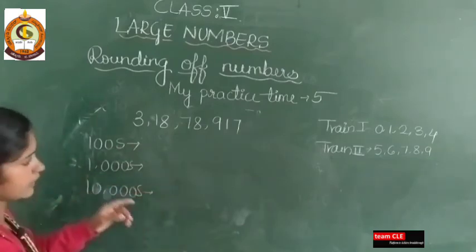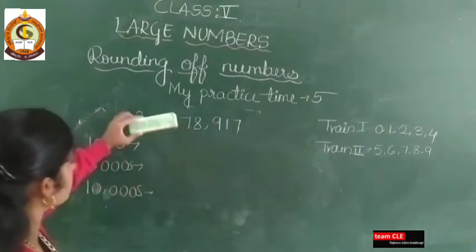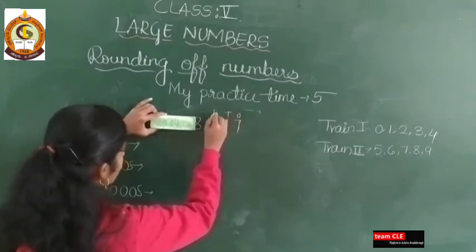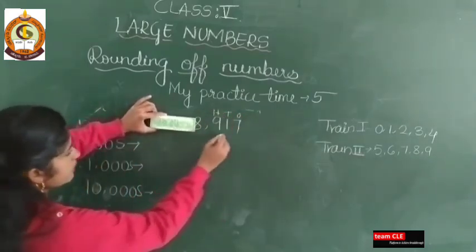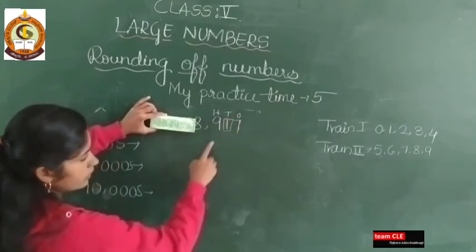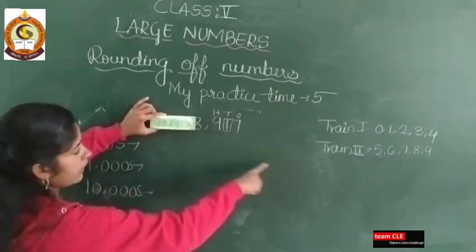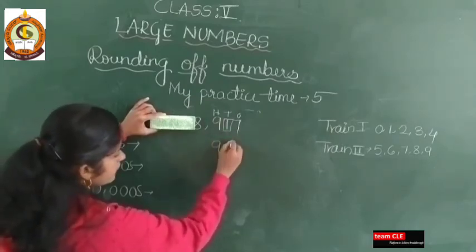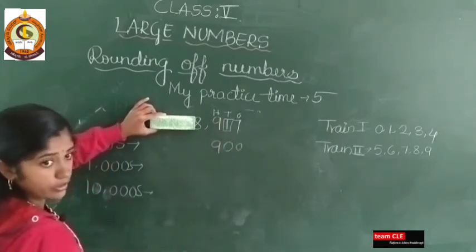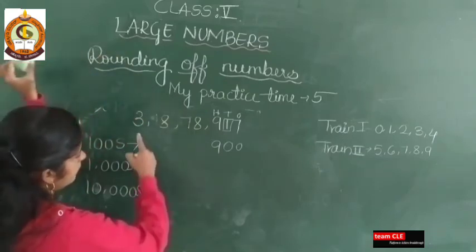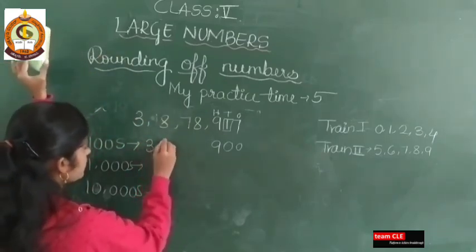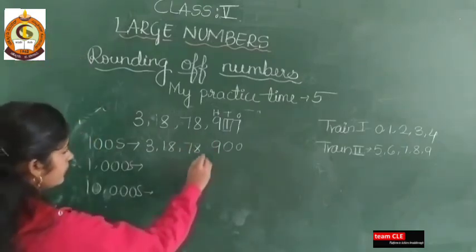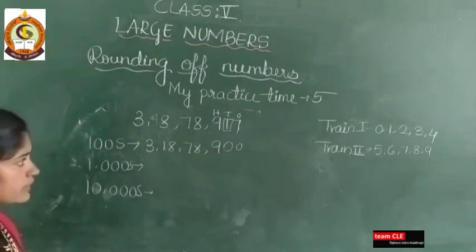Nearest 100 means you have to hide all the other digits. Just see ones, tens and 100. Nearest 100 means you see the tens place. So that will come in tray number 1. Then there is no need to add 1 here. You write 9 as it is. The remaining become 0. But don't write only 900. You have to write the remaining digits also, 3 crore 18 lakh 78,900.